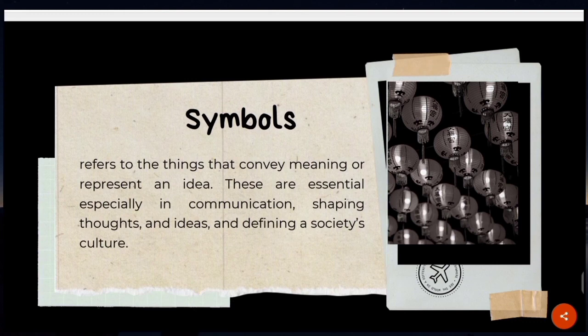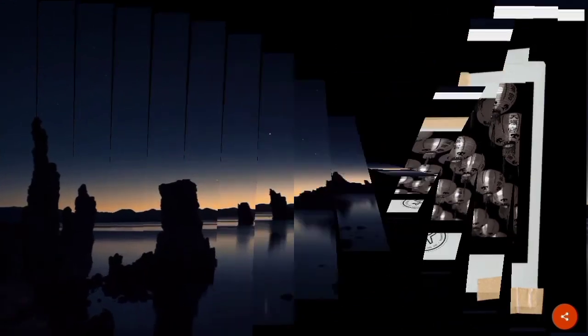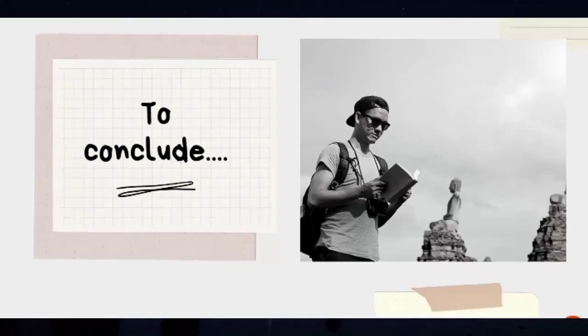Symbols refer to things that convey meaning or represent an idea. And these symbols are essential, especially in communication, shaping thoughts and ideas, defining the society's culture. To conclude, culture in simple definition is the way of living of the people from the day he or she was born until the tomb. The culture became our trademark, and it makes us known because of its uniqueness.